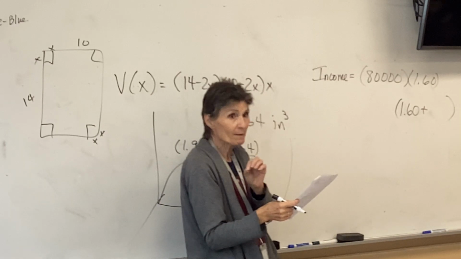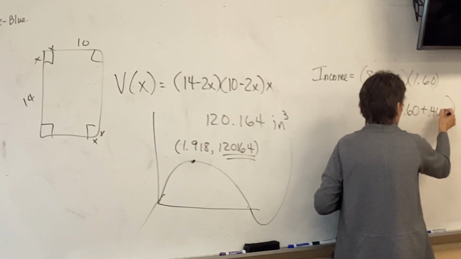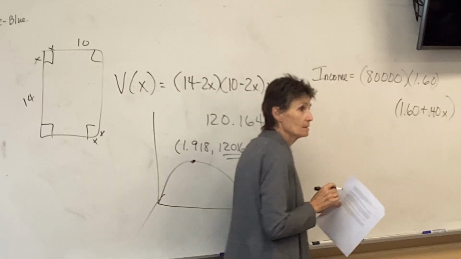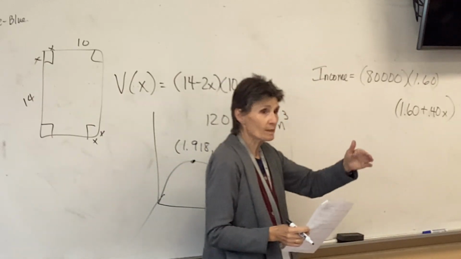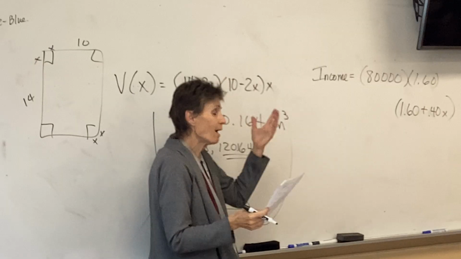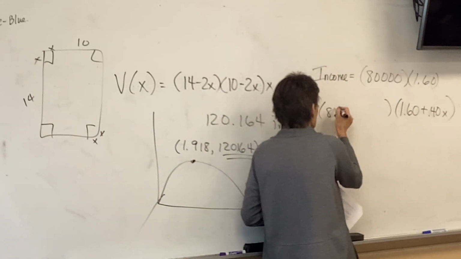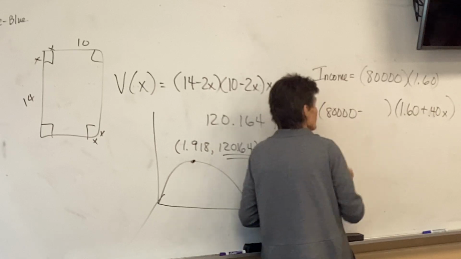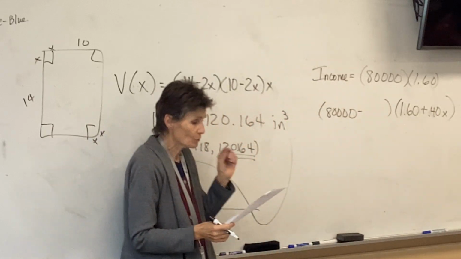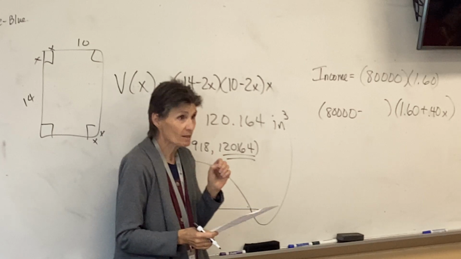40-cent increments. So 0.40x. It's going up by 40, then by 80, then by $1.20, and so on. Now, what obviously is gonna happen? You raise your price, you're not selling 80,000 anymore. You are going to lose in increments of 10,000.